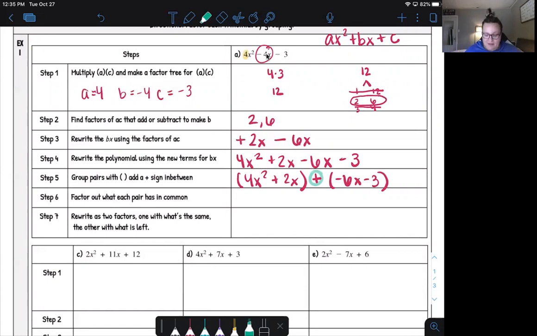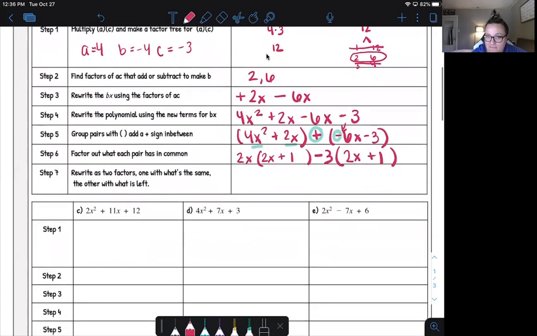Now factor out what each pair has in common. So 4x squared and 2x have a 2x in common. So 2x times 2x would be 4x squared. 2x times a positive 1 would give me 2x back. Then -6x and -3. So anytime the leading term is a negative, you always want to factor out that negative. So we're going to factor out a negative, and then 6 and 3 have a 3 in common. So we're going to factor out a -3. Well, -3 times positive 2x would give me -6x, and then -3 times 1 would give me -3 back.